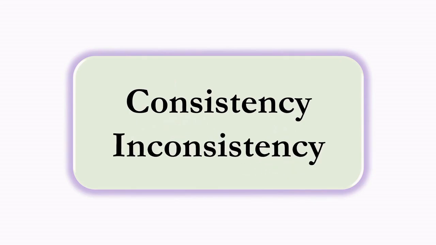Now, let us understand the concepts of consistency and inconsistency. When we solve a pair of linear equations graphically, the nature of their solution depends on how the two lines behave on the graph. If the two lines intersect at one point, the system is called consistent and it has a unique solution. If the two lines coincide, that means they lie exactly on top of each other. In this case also, the system is consistent, but it has infinitely many solutions. However, if the two lines are parallel and never meet, the system is called inconsistent and it has no solution.